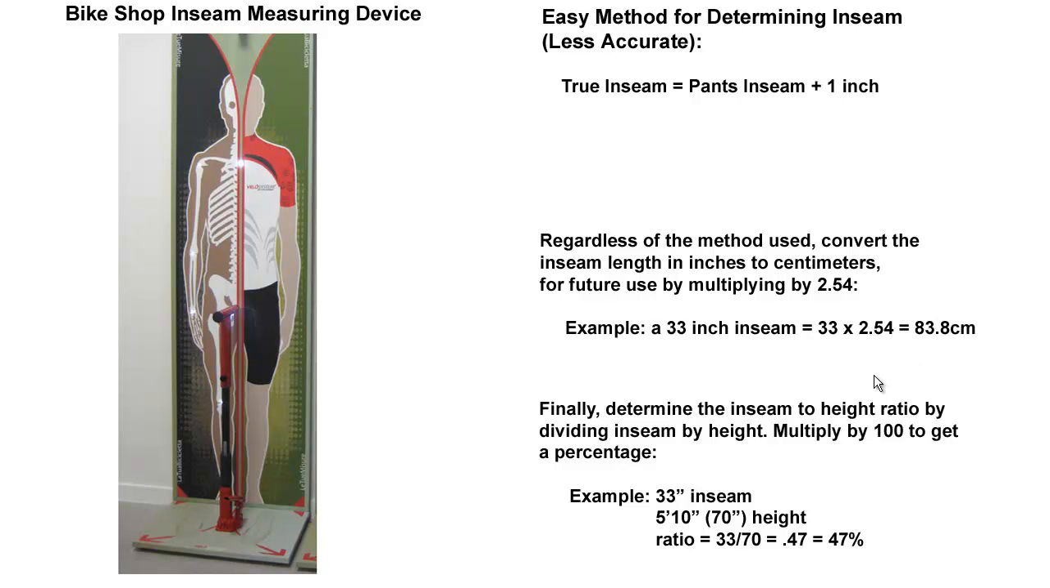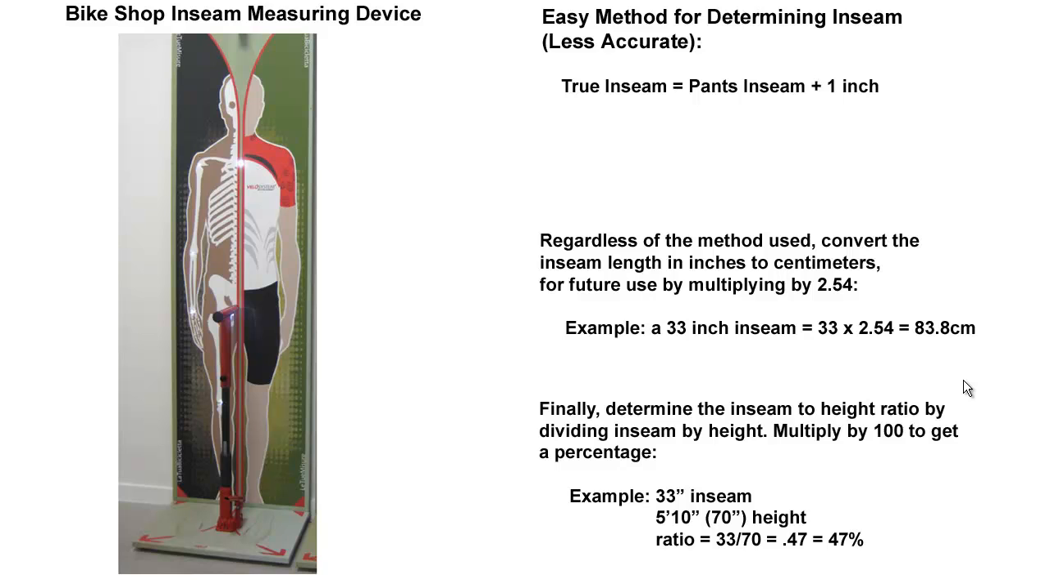The last thing to do then is just calculate the inseam to height ratio by dividing inseam by height and multiplying by 100 to get a percentage. So if we have a 33-inch inseam, a height of 5 foot 10 inches, which is the same as 70 inches, the ratio is 33 divided by 70, which is 0.47 or 47%.